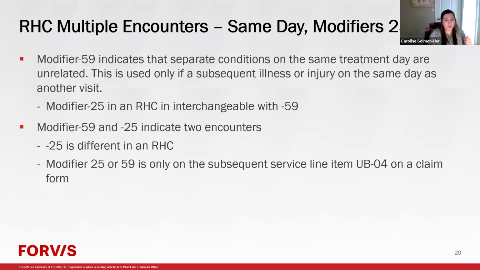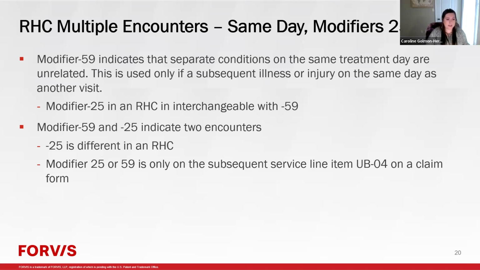So what does that look like from an RHC's perspective? RHCs handle multiple encounters on the same day a little bit differently. From an RHC's perspective, modifier 25 is interchangeable with modifier 59. So it's just important to note that RHCs do operate a little bit differently than an FQHC when coming across multiple encounters on the same day. Modifier 25 is defined as a significant, separately identifiable evaluation and management service by the same physician or other qualified healthcare professional on the same day of a procedure or other service.